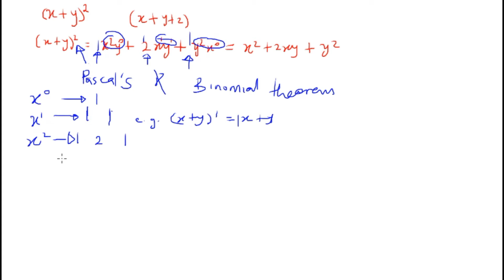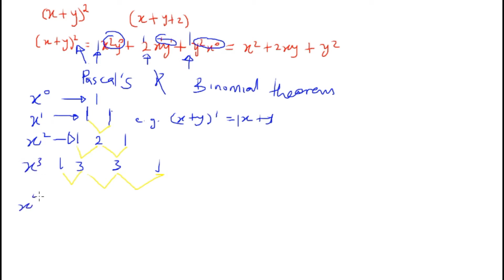So we can go on and on. For power 3, we can have something of this nature: 1, 3, 3, and then 1. Each figure is the sum of the two figures above it, and then the row increases. So this is for x raised to power 3.